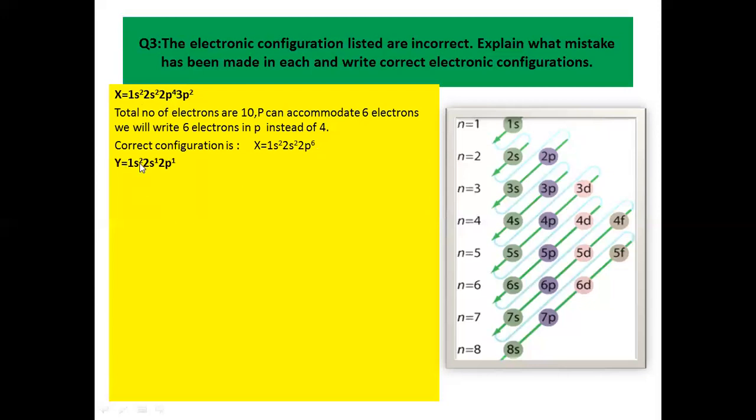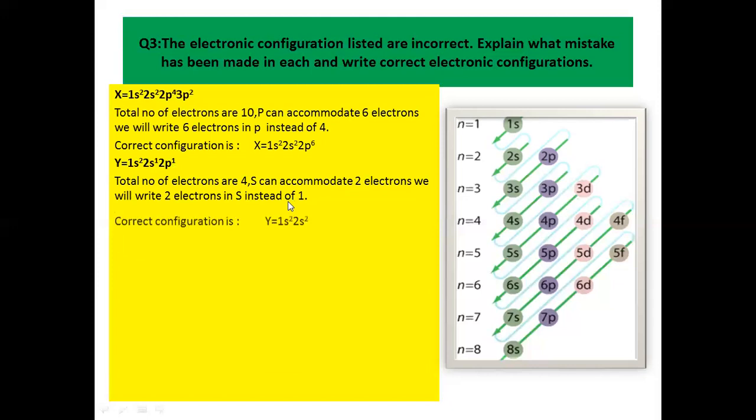Next: 1s2, 2s2, 2p. The energy sequence is correct. But s can accommodate 2 electrons. So instead of putting only 1 electron in s and 1 in p, we must write both electrons in this s. So 1s2, 2s2 will be the correct option. Total number of electrons is 4, and s can accommodate 2 electrons. So we will write 2 electrons in s instead of 1. So the correct configuration is 1s2, 2s2.